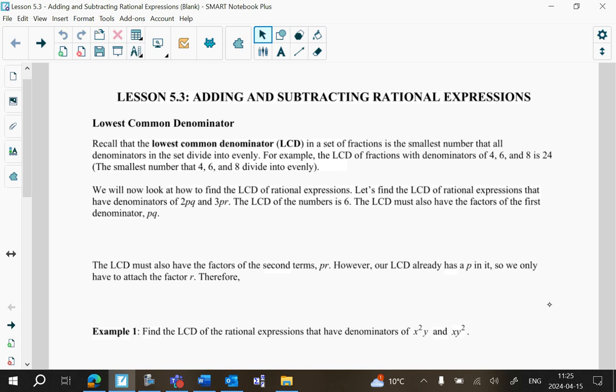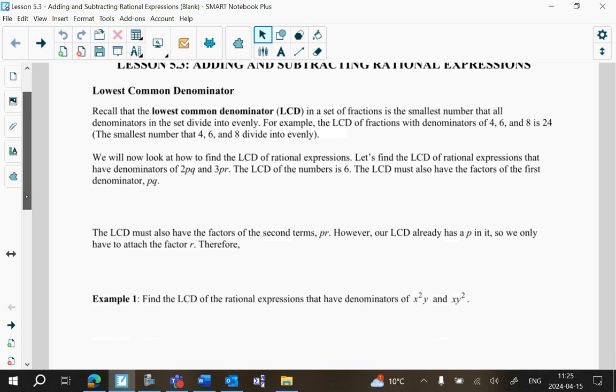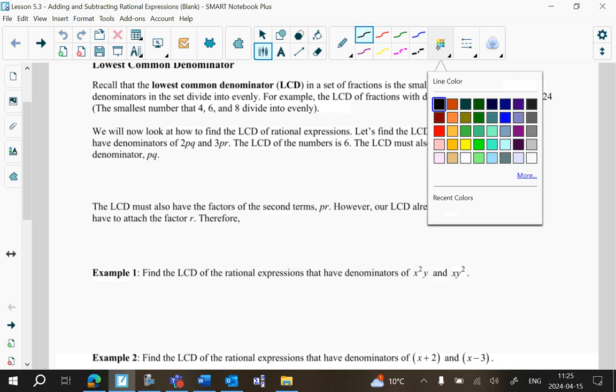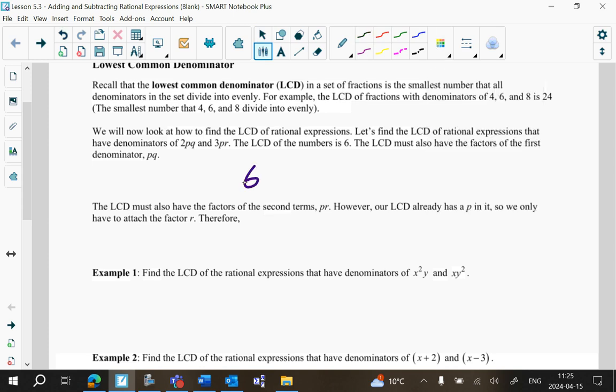Okay. So how do we do this when it involves variables? Let's take a look at an example. Let's say we've got two algebraic fractions, two rational expressions, and the denominators are 2pq and 3pr. I need to figure out what the lowest common denominator of those two is. So what I do first is I look at the numbers. What is the lowest common denominator of 2 and 3? It's 6. So I know that the number part of my LCD has to be 6.